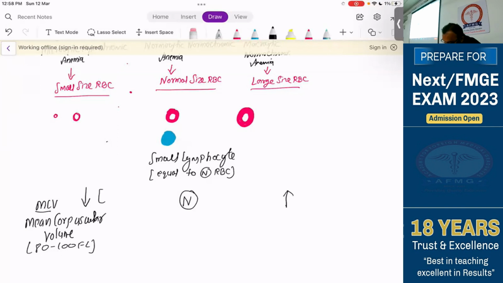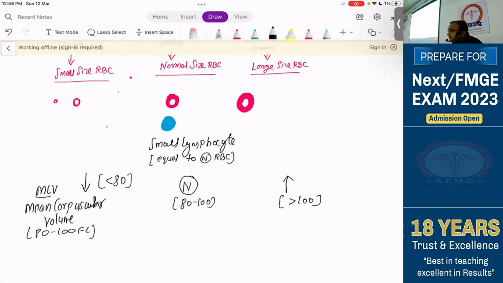Decrease means less than 80. Normal means between 80 and 100. And increase means more than 100. So in simple words, mean corpuscular volume is proportional to the size of the RBC. If RBC size is reduced, then MCV is reduced. If RBC size is increased, then MCV is increased. If RBC size is normal, then MCV will be normal.